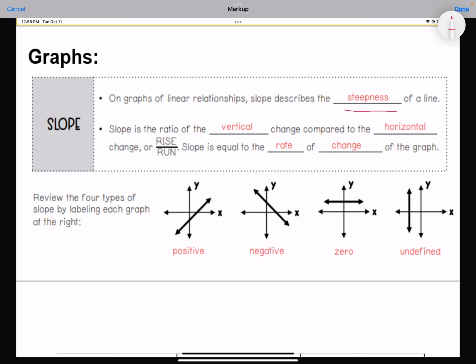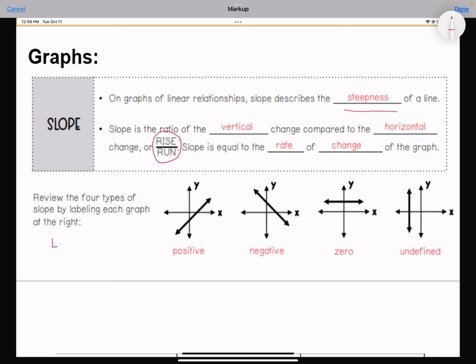This is the important part. Slope is the ratio of the vertical change compared to the horizontal change. It is the rate of change. There are 4 kinds, and this is important because on a test, you're going to be able to look at the graph they give you, and you're going to be able to determine whether it's positive or negative, 0 or undefined. That's the first thing that you need to do because it will help you eliminate answer choices.